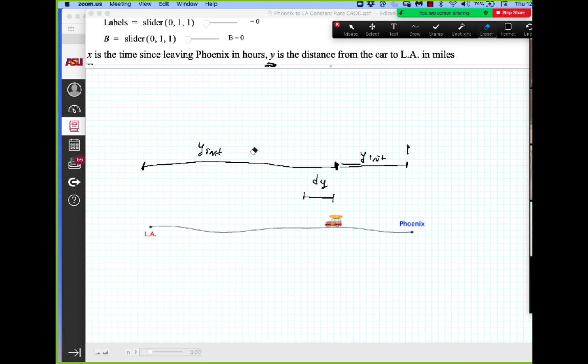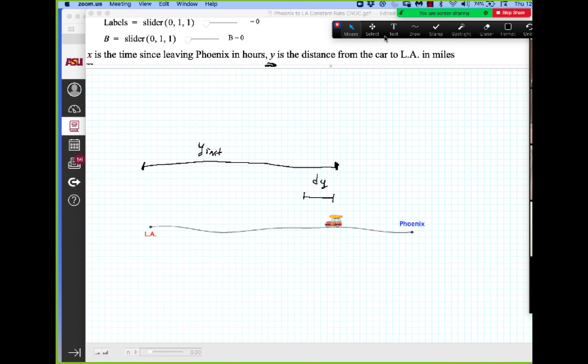Yeah, so if it's y initial, it has to be a distance from the car to LA, always. So whether it's y initial, y final, or our variable y, it's always going to be a distance from the car to LA. So yeah, that was right. There's our y initial. Okay, and then anything else?